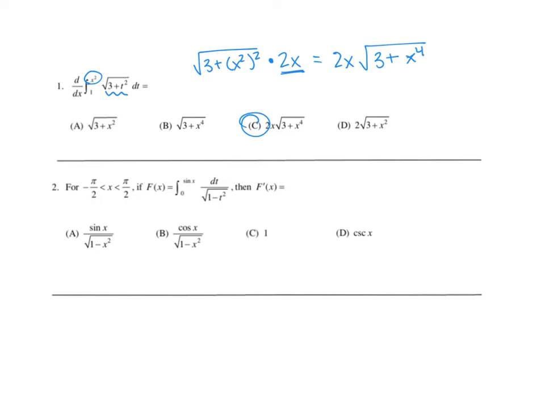So now, if that makes sense to you, you should pause the video, try number 2. The answer for number 2 is actually C. This problem is kind of weird, but let me show you how to do it. So the first thing we do is we plug in sine for t. So I have 1 over the square root of 1 minus sine squared x. Then we multiply the whole expression by the derivative of sine. The derivative of sine is cosine.